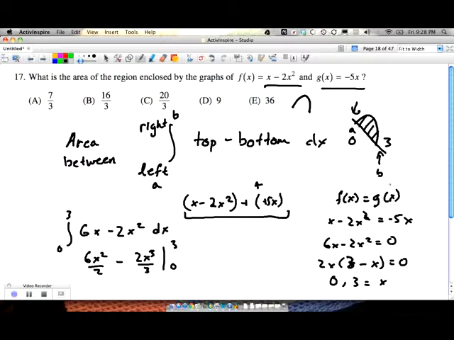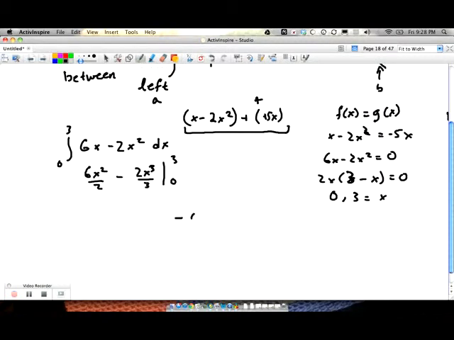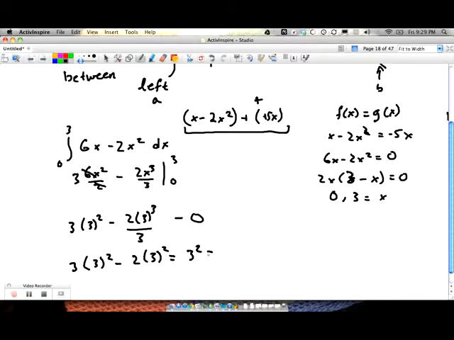I notice that if I have all terms with an x in it, when I plug in the 0, that's going to have a minus 0 at the end. So I really just have to plug in 3. Also, the 6 and 2 simplifies to just a 3. So that's going to give me 3 times 3 squared minus 2 times 3 cubed over 3. Well, how clever is that? 3 cubed over 3 is really 3 squared. So 3 times 3 squared minus 2 times 3 squared is really equal to just 3 squared, or 9. The answer is 9.